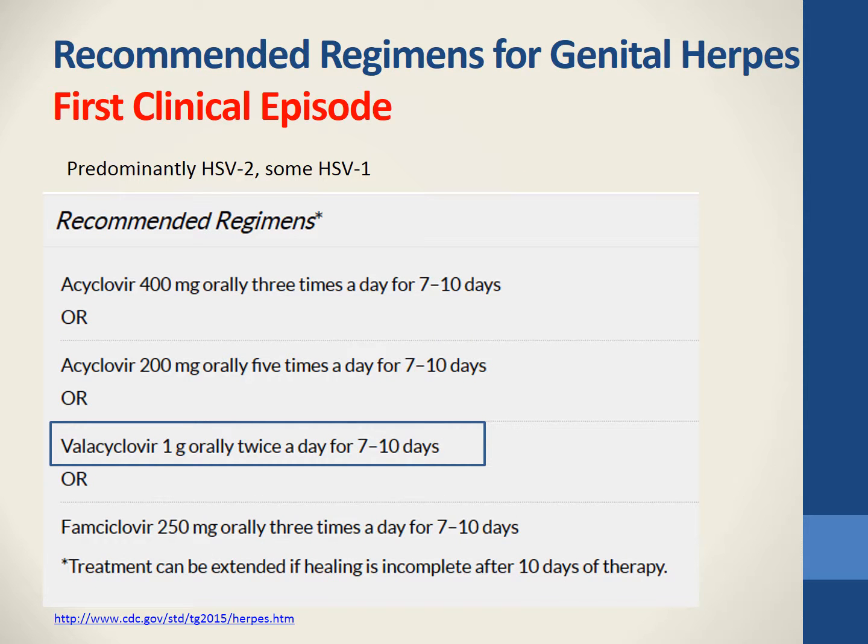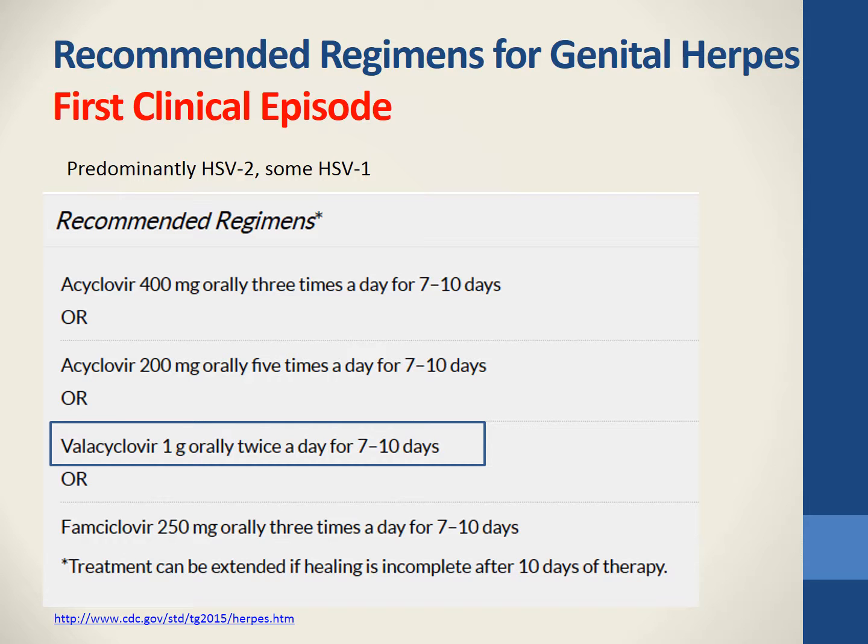When you have a patient that presents with genital herpes and it's their first clinical episode, note that in the U.S. it's predominantly HSV2 with some HSV1. You see the recommended first-line CDC regimens here. I put a box around valacyclovir simply because that's a BID regimen, and that tends to be the one that I see used the most simply for an adherence reason.